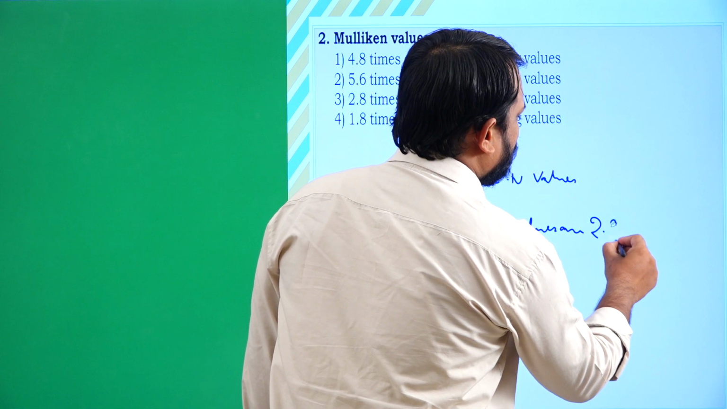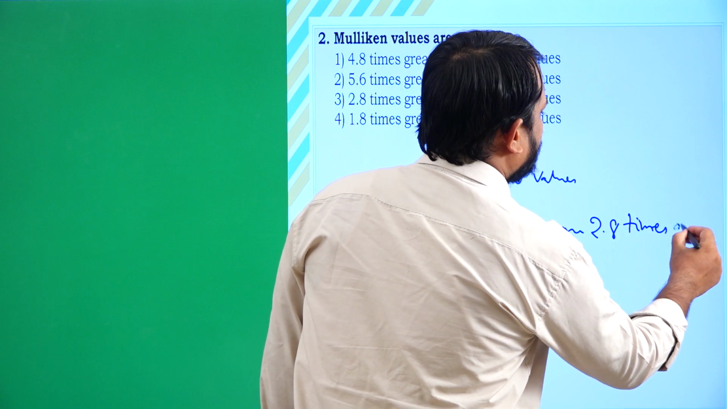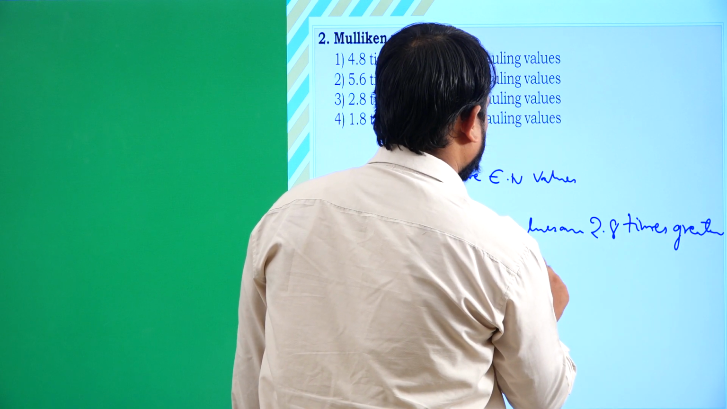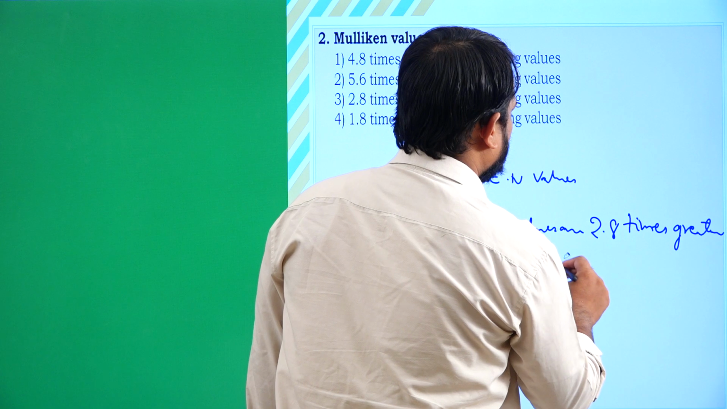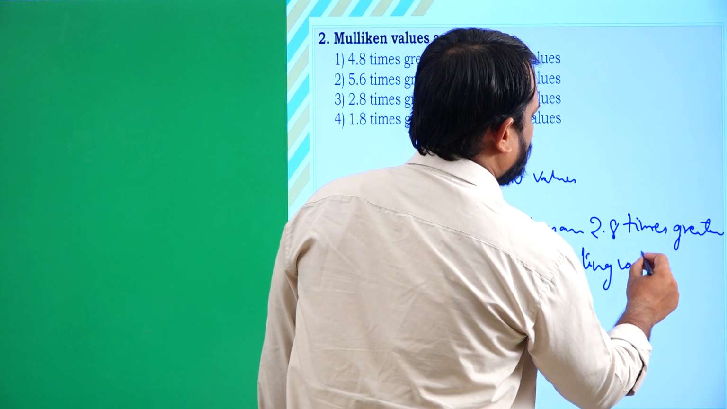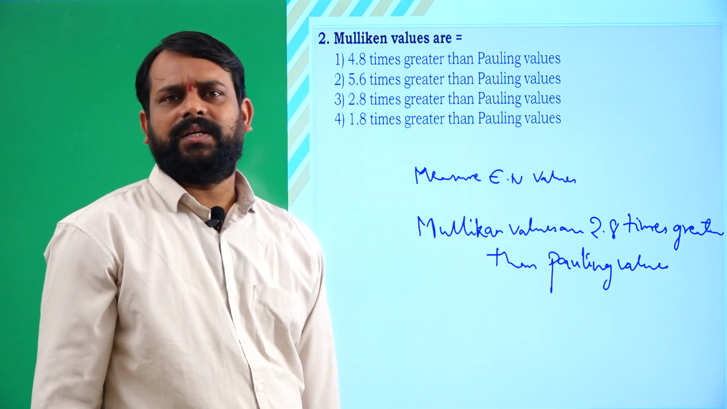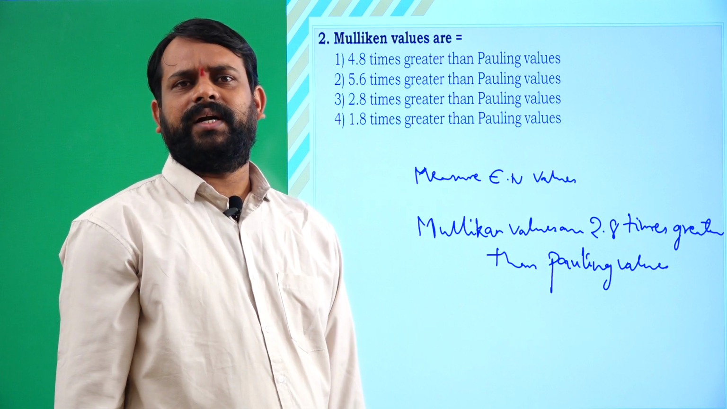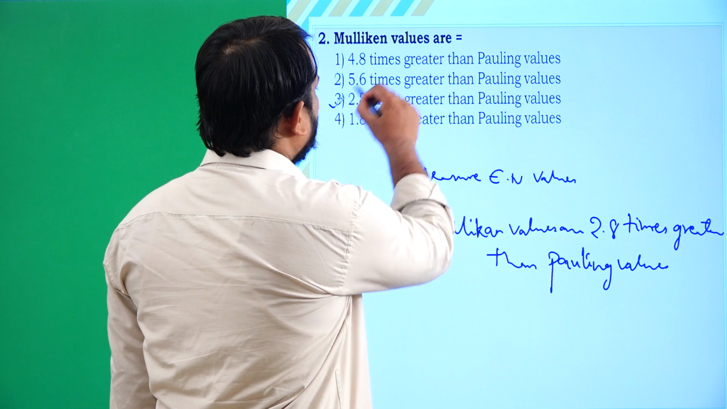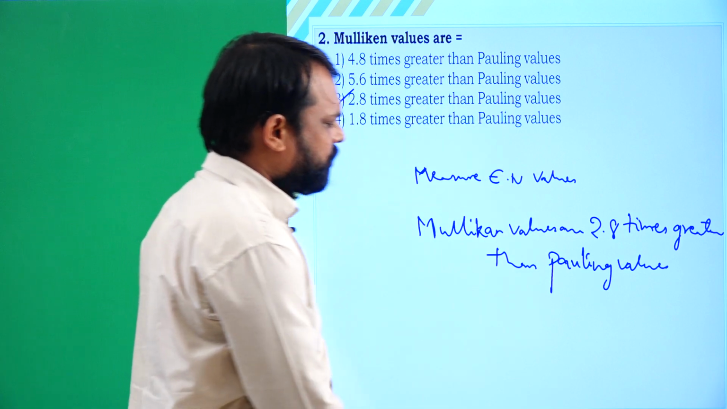The Mulliken values are 2.8 times greater than Pauling values. So when comparing the Mulliken scale to the Pauling scale, it is 2.8 times greater. Here the option is 2.8 times greater than the Pauling values. We will move to the next question.